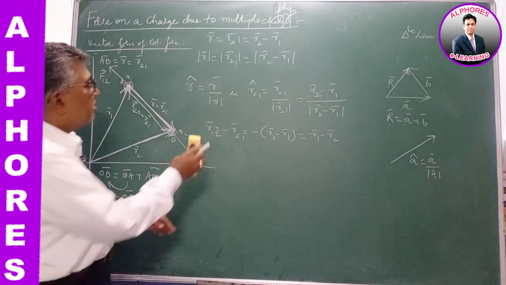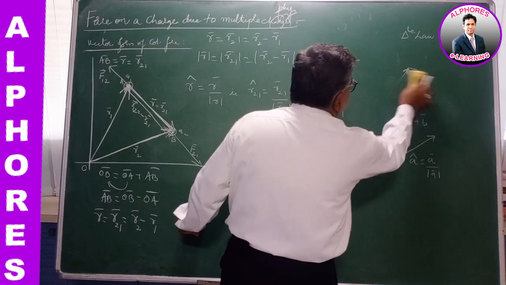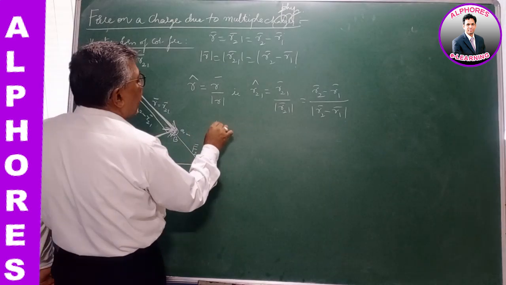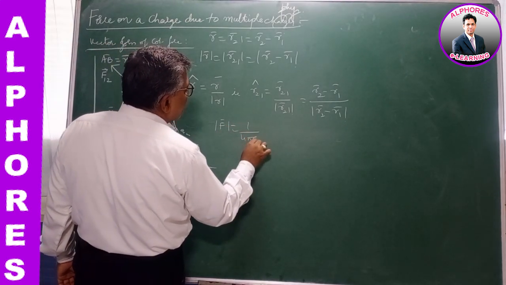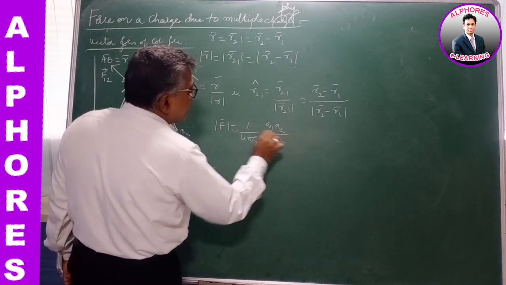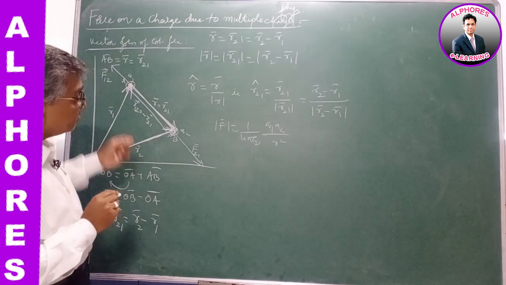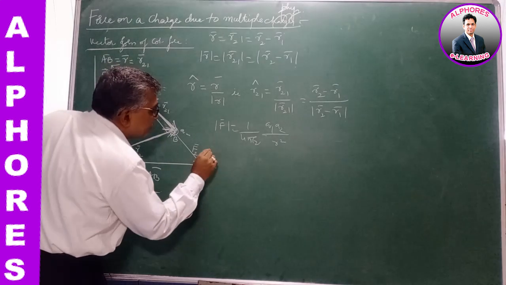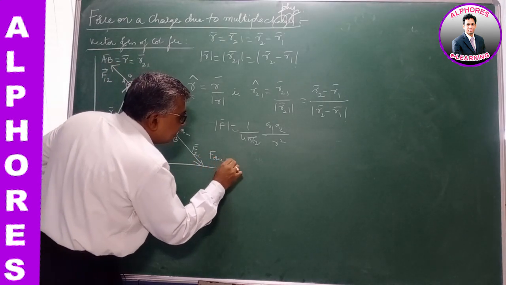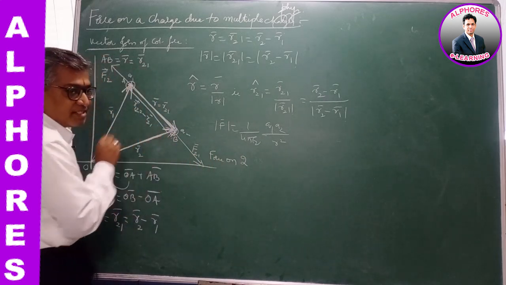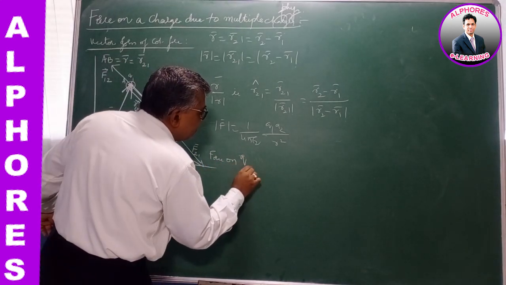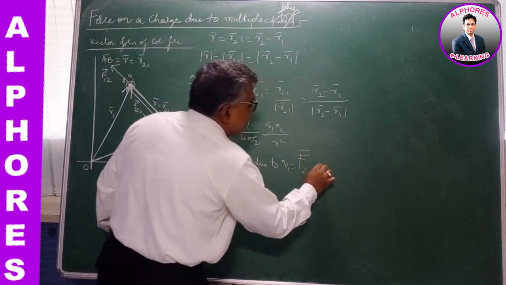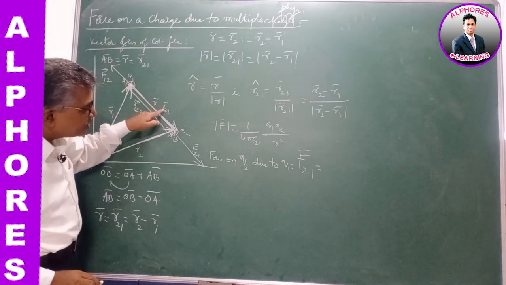Now our main objective is to find the vector form of the Coulomb force. Now according to Coulomb's law, the magnitude of the force F is equal to 1 by 4 pi epsilon naught Q1 Q2 by R square. Now the vector form, the direction of the force. Now the Coulomb force on the second charge, the charge at B, the force on Q2 due to Q1, that is F21 bar. Now this force is in the direction of R21 bar.